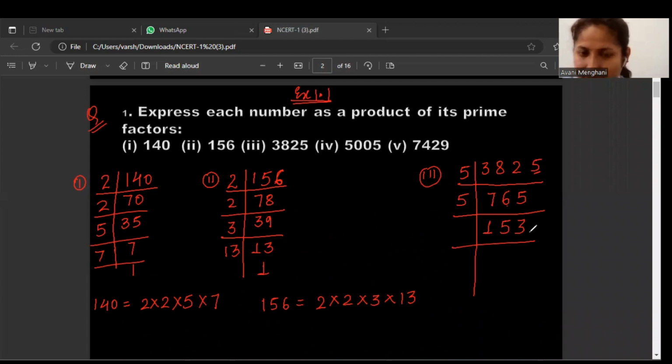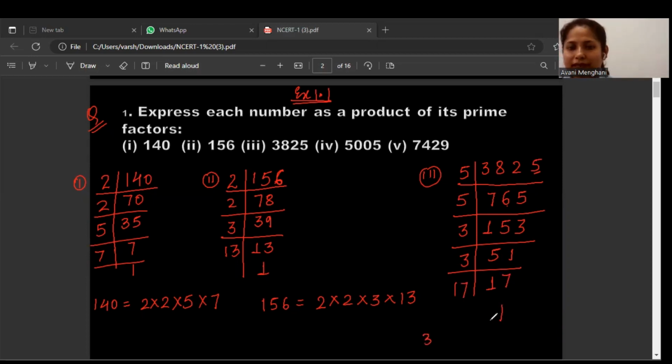So I just started with 5 and now I got 153 and you can simply see that it will go by 3. So 15 comes 5 times and 3 comes 1 time. Once again, it will go by 3. So 1 and then 21, it's 17 and 17, 1. Now, when you write its prime factorization, you should write the numbers in order. So first you should write 3 times 3 times 5 times 5 times 17, like this. So questions 1, 2, 3 are there on the screen. You can copy down.